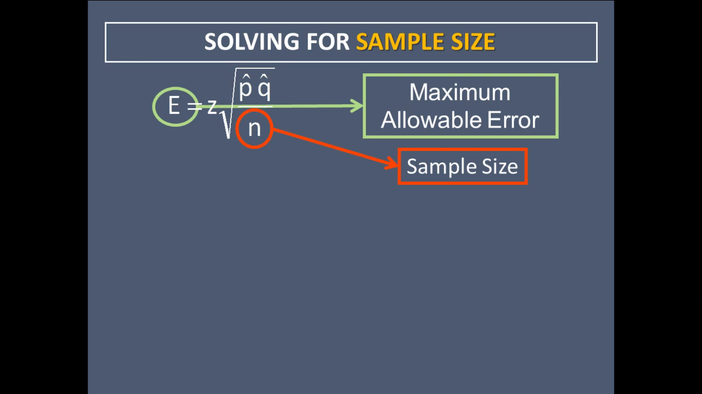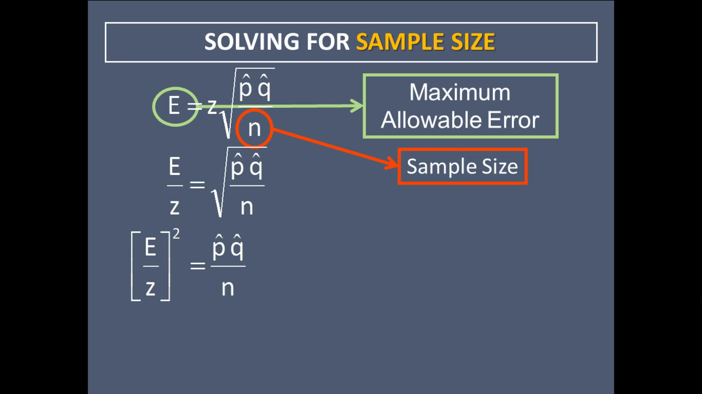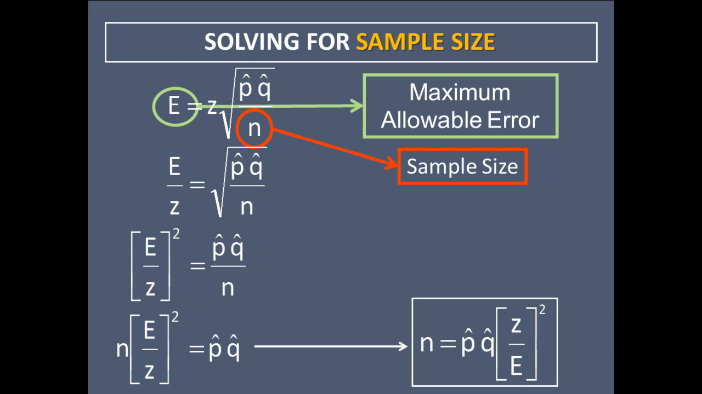Well, we can't deal with anything under that square root sign because remember it's as if there's a big set of brackets around it until we get rid of the z. So first divide z to the other side. Now we can go and square both sides to get rid of our square root. So we get E over z, squared, is equal to p hat q hat over n. So if we multiply n to the other side, and then last step, isolating for n, we get that n is equal to p hat q hat times z over E, squared.